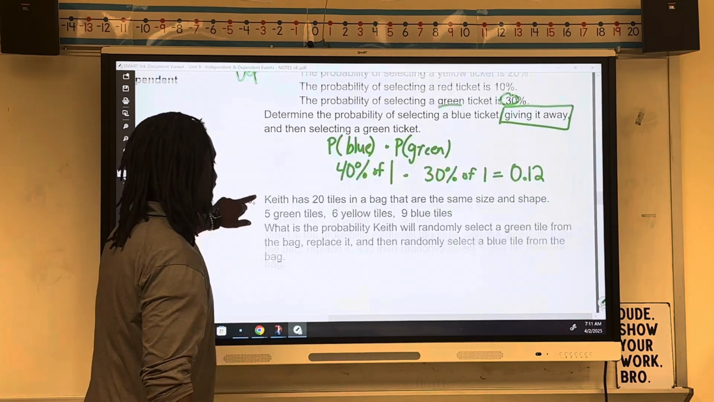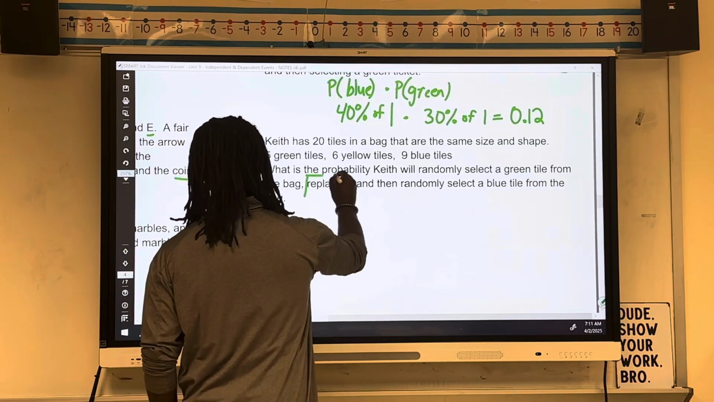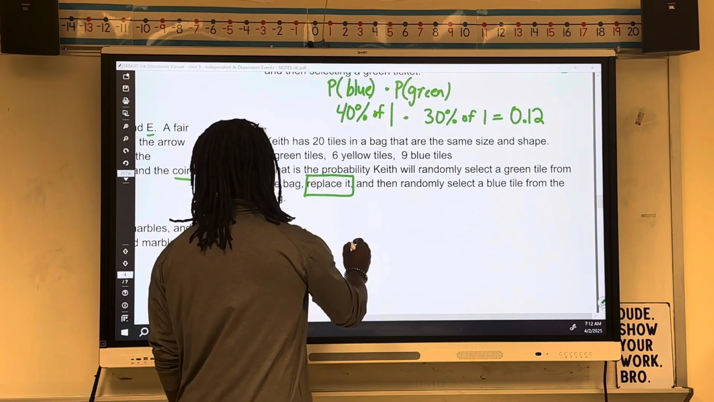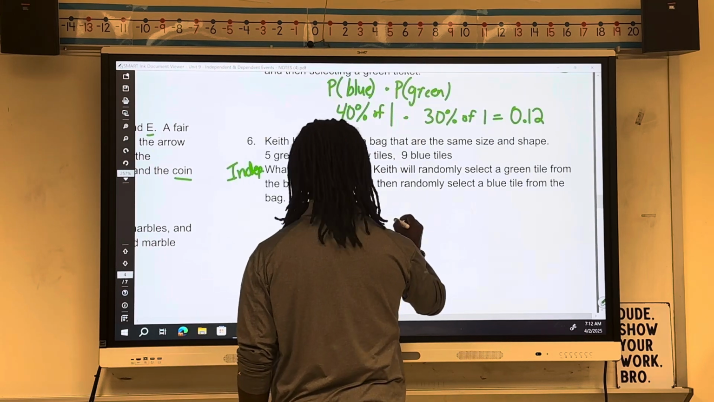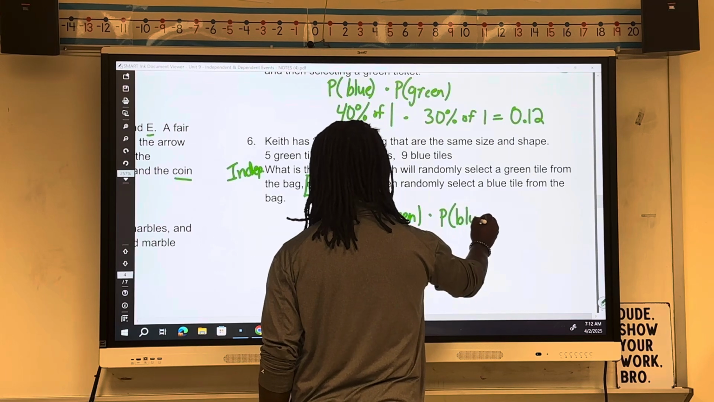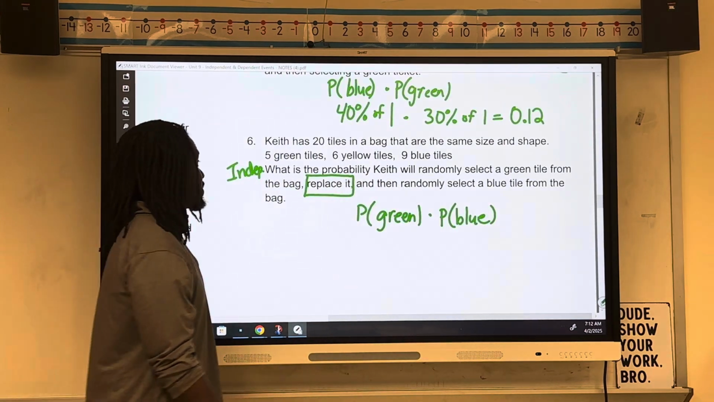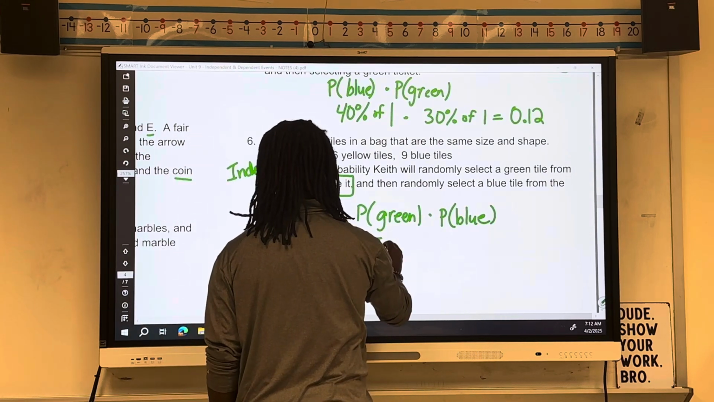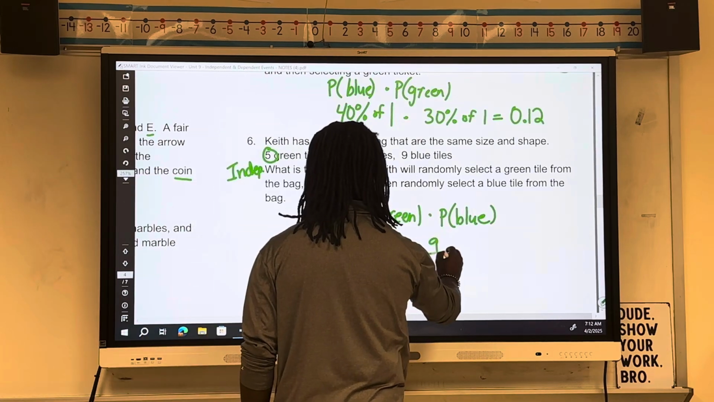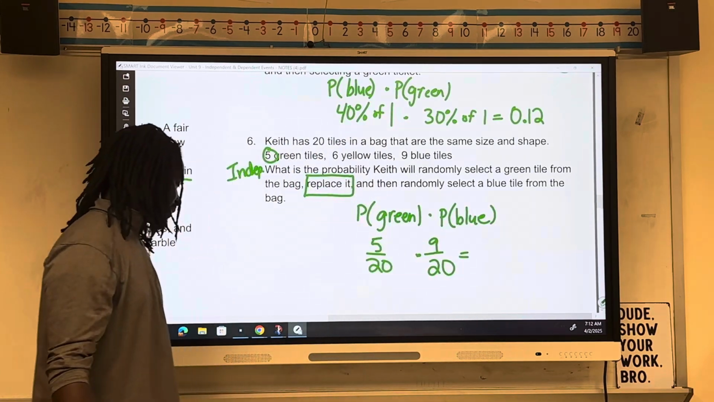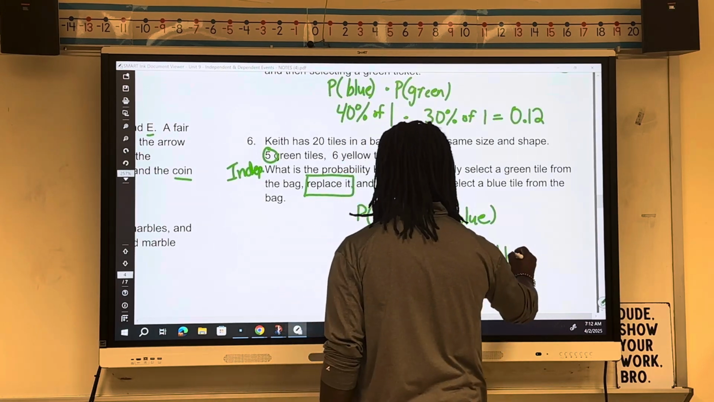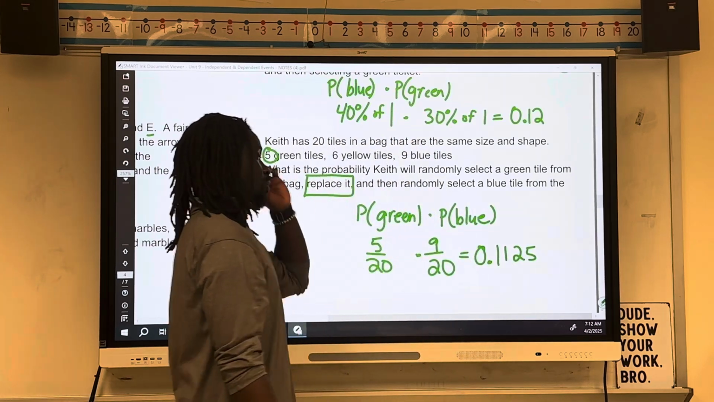All right, and then last but not least, okay, I am replacing it, so therefore it is an independent problem. And then I'm looking for the probability of getting a green, and then the probability of getting a blue. Okay, and so the probability of getting a green is I got 5 green out of the 20 tiles, times the probability of getting a blue is 9 out of the 20, and it stays 20 because I replaced it. And then I plug this into decimals and I get 0.1125.